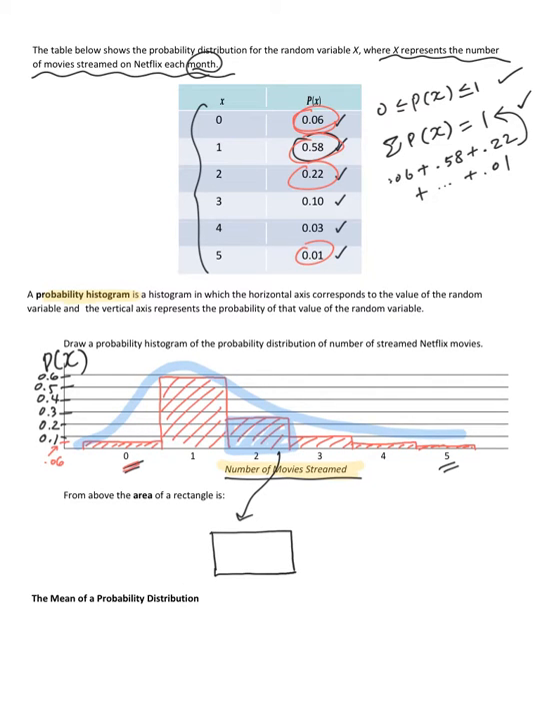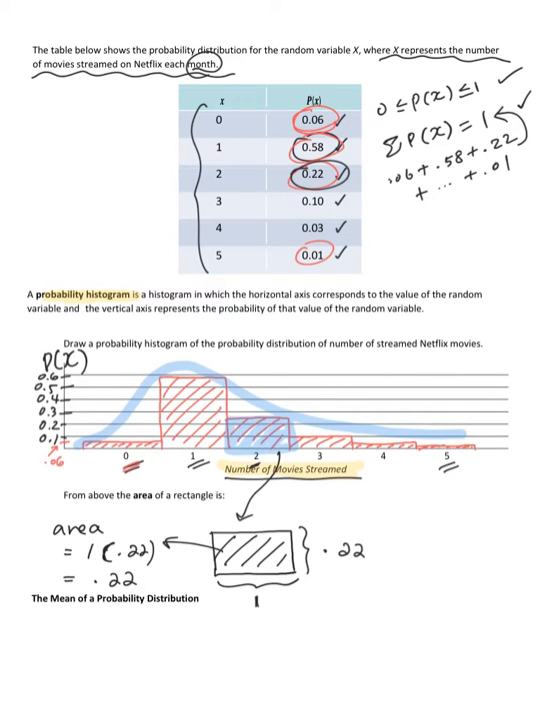What is the width of this rectangle? These discrete variables up here are kind of like a midpoint. We're going 0 to 1, 1 to 2, 2 to 3, and so on, so the width is 1. And what is the height? The height is 0.22. So the area of this rectangle is 1 times 0.22, which is 0.22. That's the same as the probability of the value of the random variable, because the width was 1, so the area is the same as the probability, which is the height of this rectangle. So let's write that down.